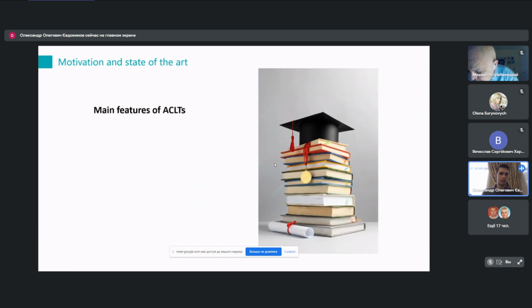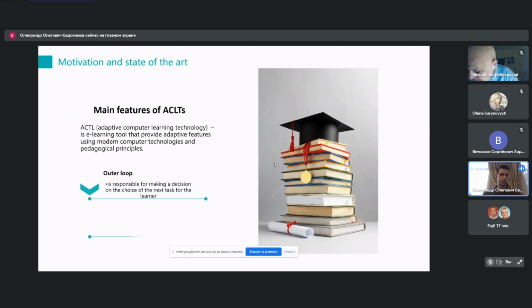As shown in the widely cited review paper of Kurt VanLehn on behavior tutoring systems, many adaptive computer learning technologies can be represented as consisting of two loops, outer and inner. The outer loop is responsible for making a decision on the choice of the next task for the learner. The inner loop is intended for step-by-step assistance in solving the current task.